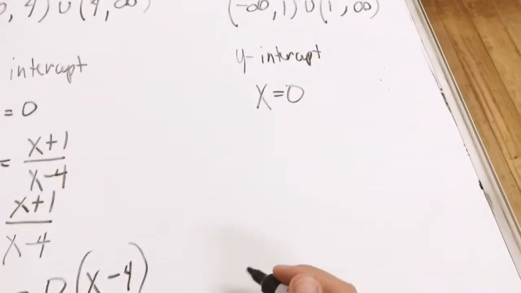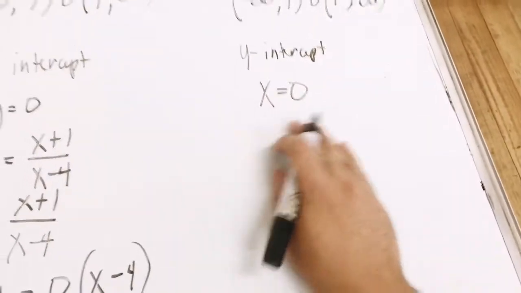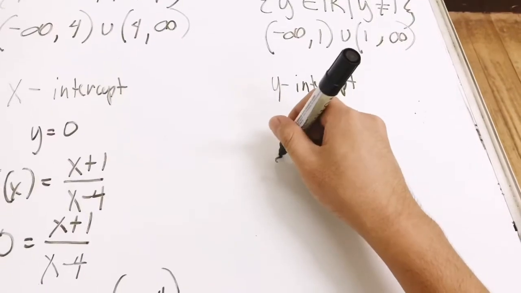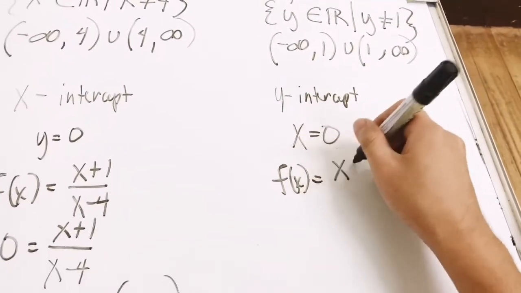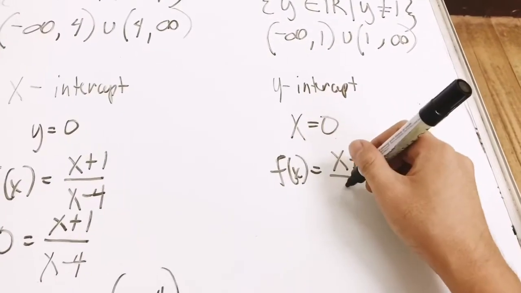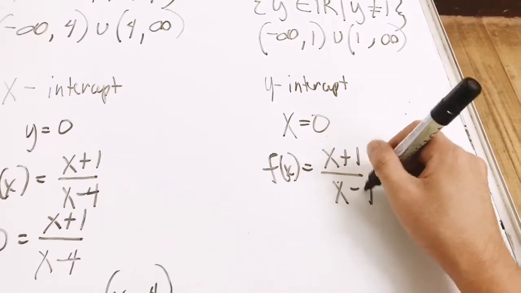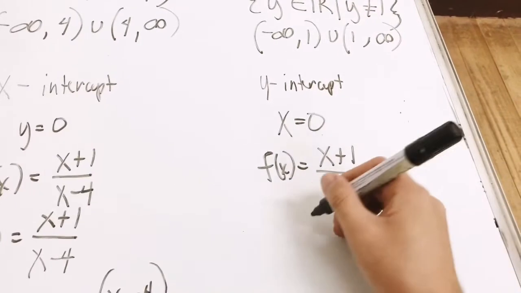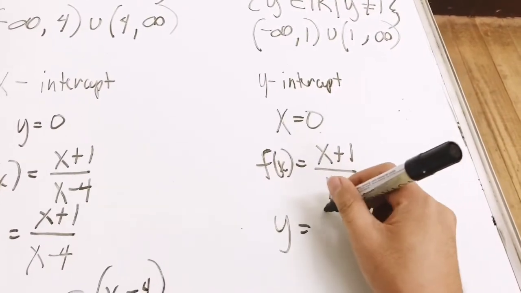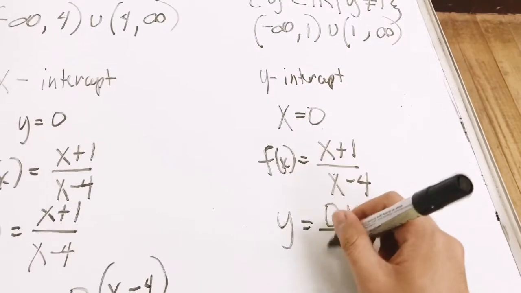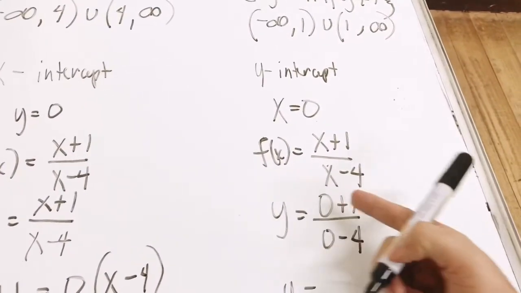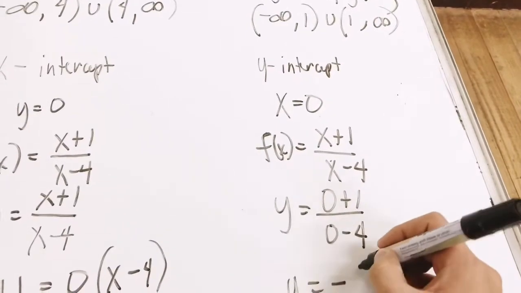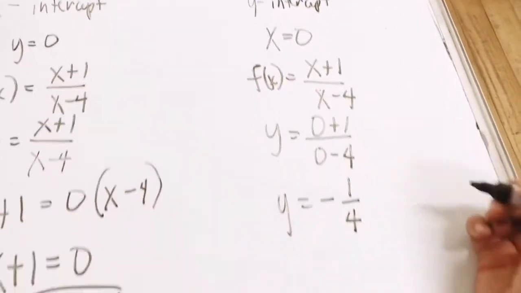While for the y-intercept, let's equate x to 0. So we have f of x is equal to x plus 1 over x minus 4. Since x is equal to 0, we have y equal to 0 plus 1 over 0 minus 4. Then y is equal to 1 over negative 4, so negative 1/4.